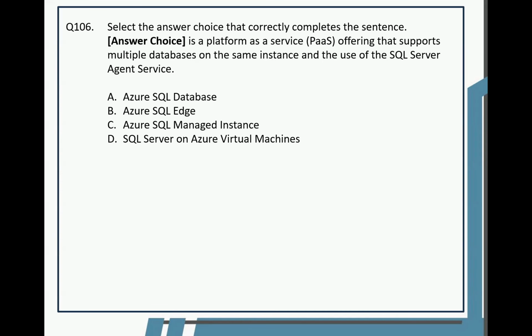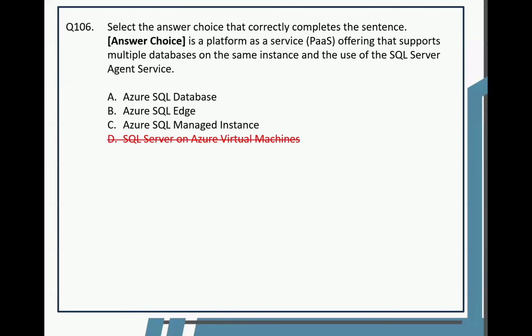Folks, question number 106 requires us to identify a PaaS database service which supports multiple databases on the same instance and also supports SQL Server Agent service. The options given in the question are Azure SQL Database, Azure SQL Edge, Azure SQL Managed Instance, SQL Server on Azure Virtual Machines. Now, first of all, let's rule out SQL Server on Azure Virtual Machine as it is an infrastructure as a service offering.